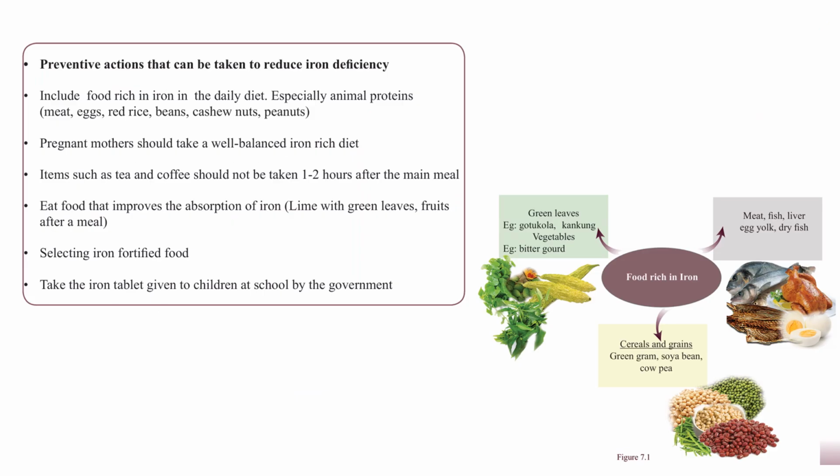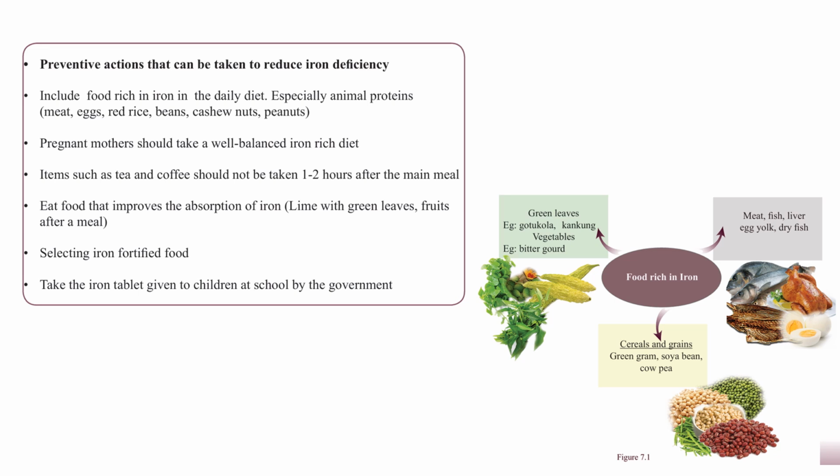And then if we talk about the preventive actions that can be taken to reduce iron deficiency, one is that a person can include foods rich in iron in their daily diet. Especially they have to include animal proteins like meat, eggs, and other types of food like red rice, beans, cashew nuts, peanuts, that means types of nuts, into their diet. And also pregnant mothers should take a well-balanced, iron-rich diet so that they don't suffer any kind of deficiencies.